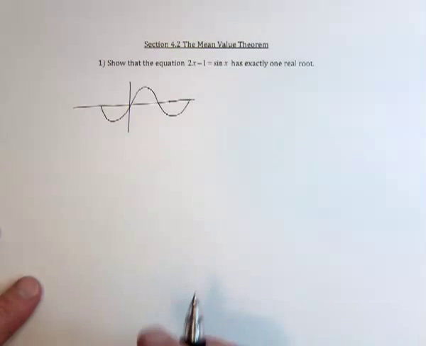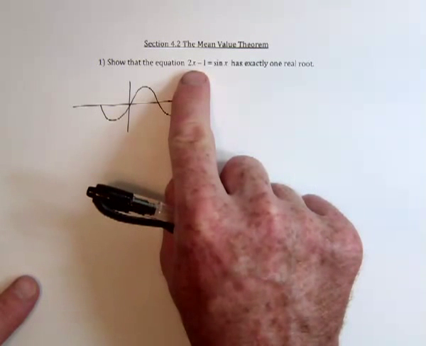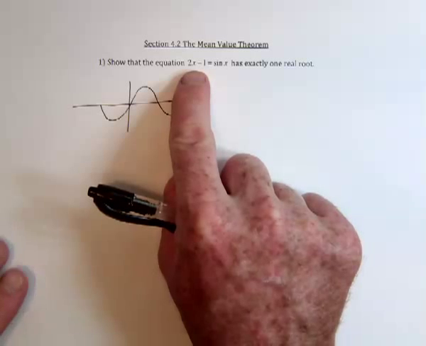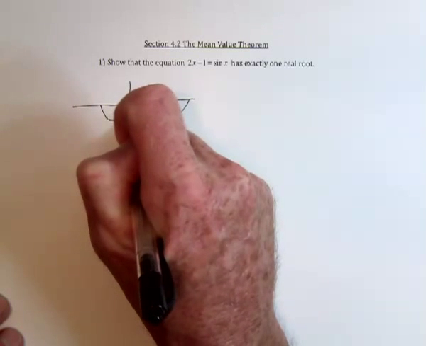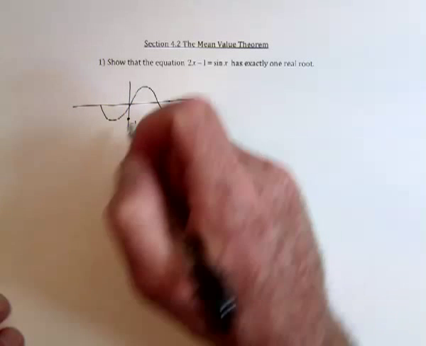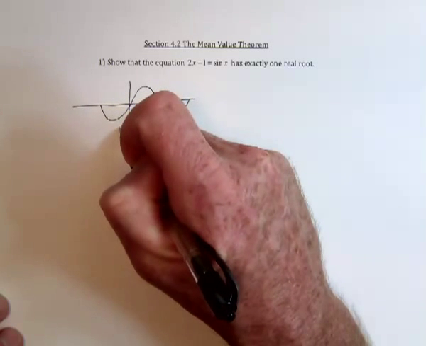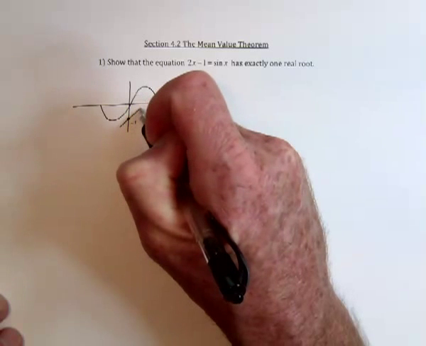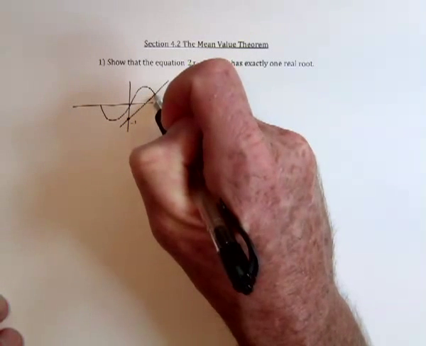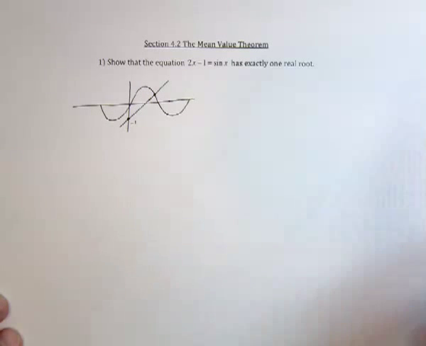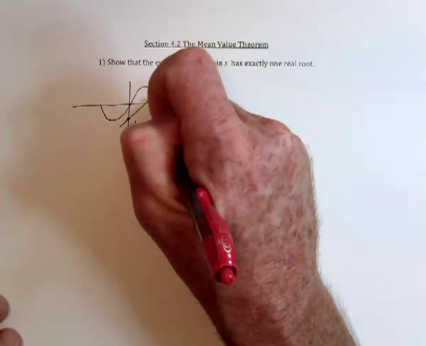So now take a look at this, which is a line. The slope is a +2, and then it's crossing the y-axis at -1. So down here is -1, and then make a straight line with a slope of about 2, and there's only going to be one place where it hits the sine graph.